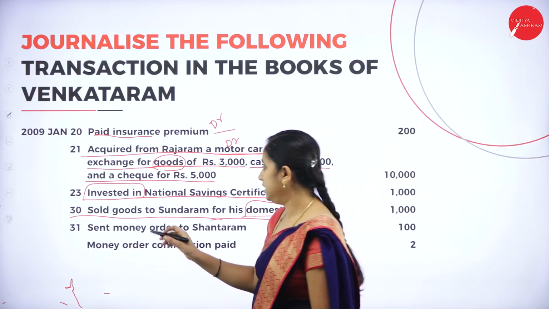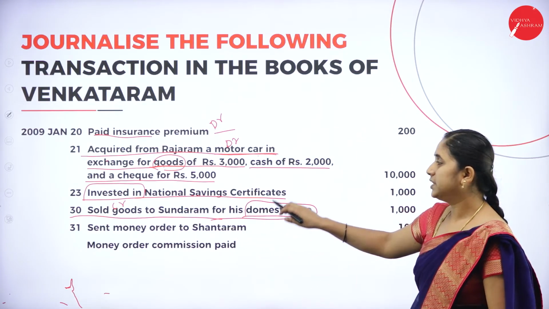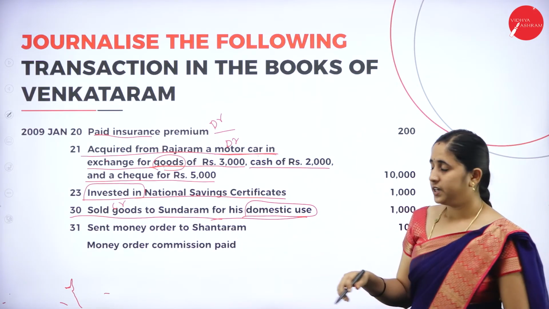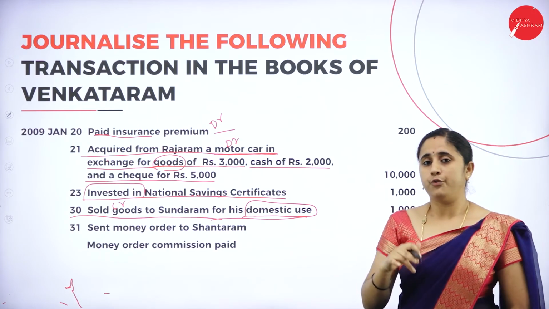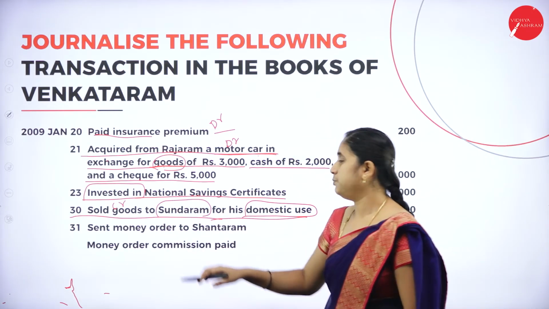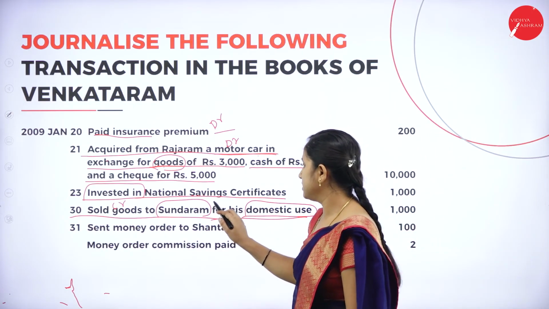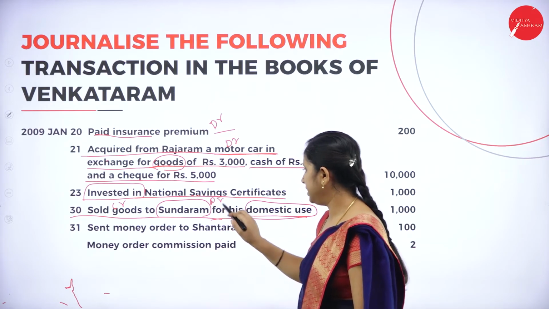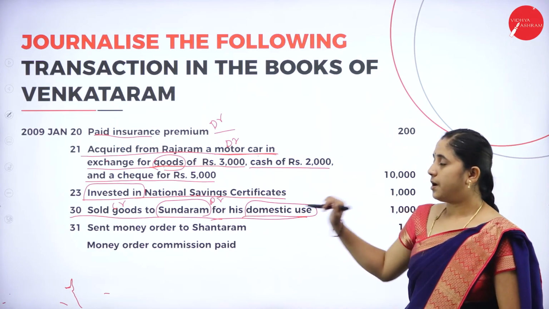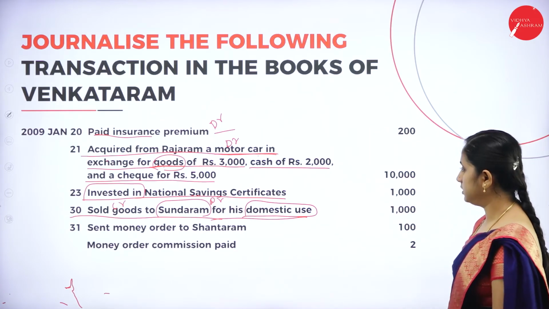You need to credit the sales, and Sundaram is receiving the goods. Here they have not mentioned cash or credit, but they have given the person's name, so you consider it as credit sales. So he is receiving. You need to debit the receiver. Sundaram account debtor to sales account of rupees 1,000.